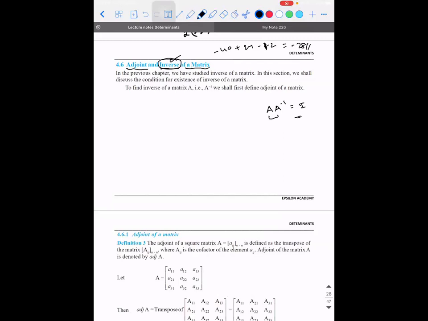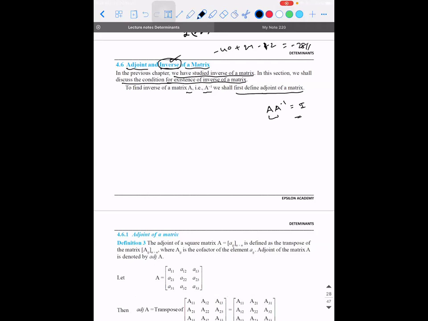Right? So in the previous chapter, that is what they have told. We have studied the inverse of a matrix. In this section, we will discuss the condition for existence of an inverse of a matrix. To find the inverse of a matrix, that is A inverse, we shall first define an adjoint matrix. Okay. So see, can you people tell me what are the conditions for an inverse to exist according to this chapter?